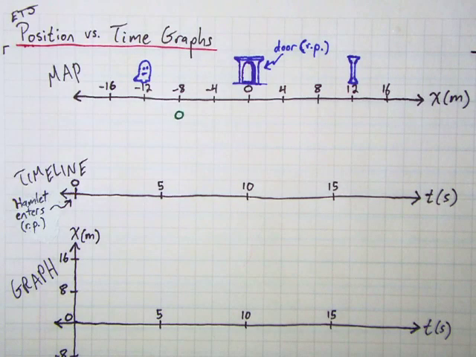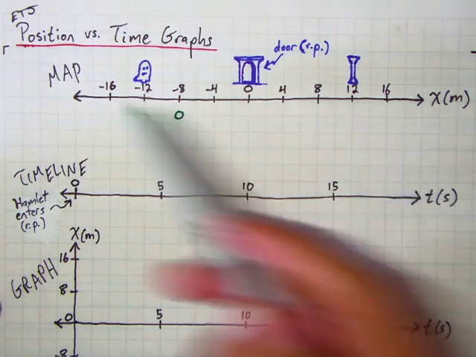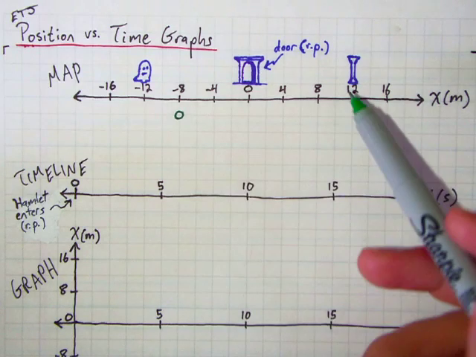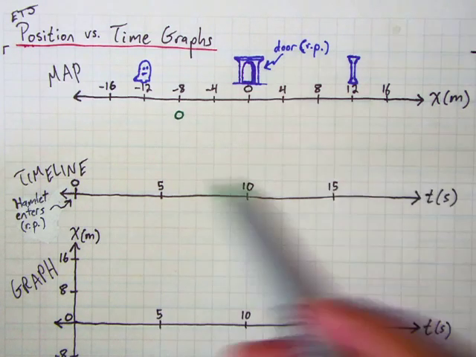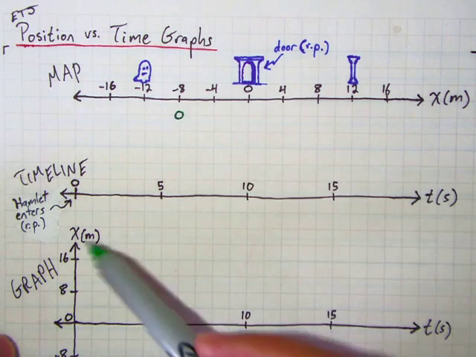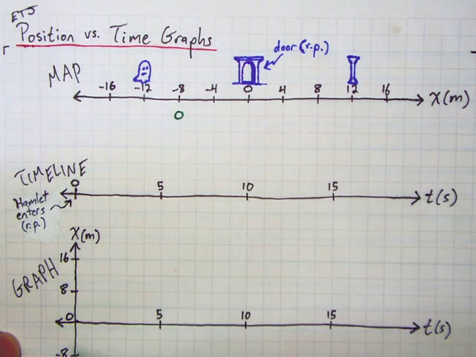We would like to be able to take a story about an object moving and map out the events on a map of the region it's moving through and mark the events on a timeline, and then really combine these two graphics into a single graphic, a graph of the object's position versus time.